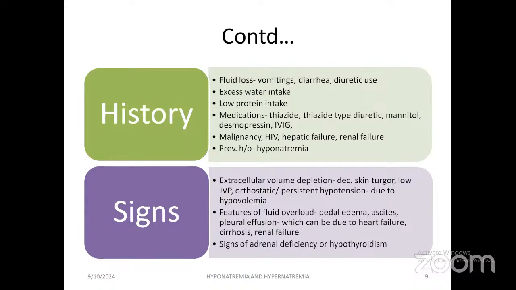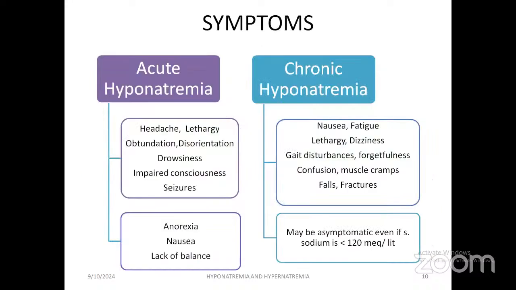We have to look into the signs of extracellular volume depletion like decreased skin turgor, low JVP, and persistent hypotension. We'll also have to look into features of fluid overload, which may be represented as pedal edema, ascites, and pleural effusion, which can be due to heart failure, cirrhosis, or renal failure. Signs of adrenal deficiency or hypothyroidism should also be looked into.